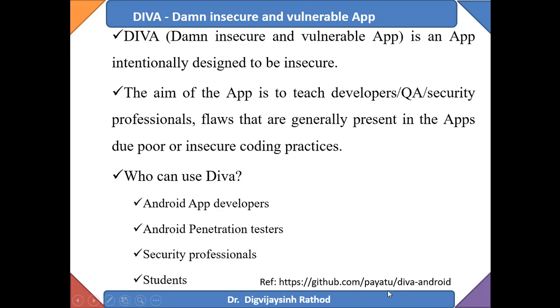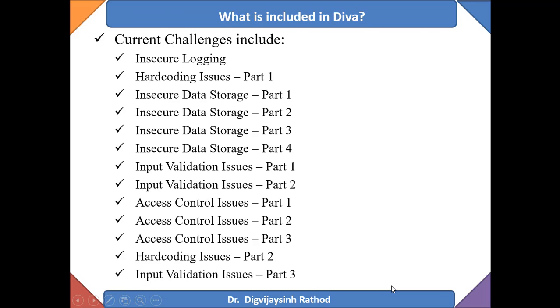Diva was developed by Aseem Jakhar, and it is available on the website called Payatu. Now these are a few of the challenges available in this Diva intentionally vulnerable application: insecure logging vulnerabilities, hard coding issues, and insecure data storage vulnerabilities, and they have given different challenges from part 1 to part 4. Then they have also given some challenges related to input validation issues. So you have part 1, part 2. The access control issues also have part 1, part 2, or part 3.